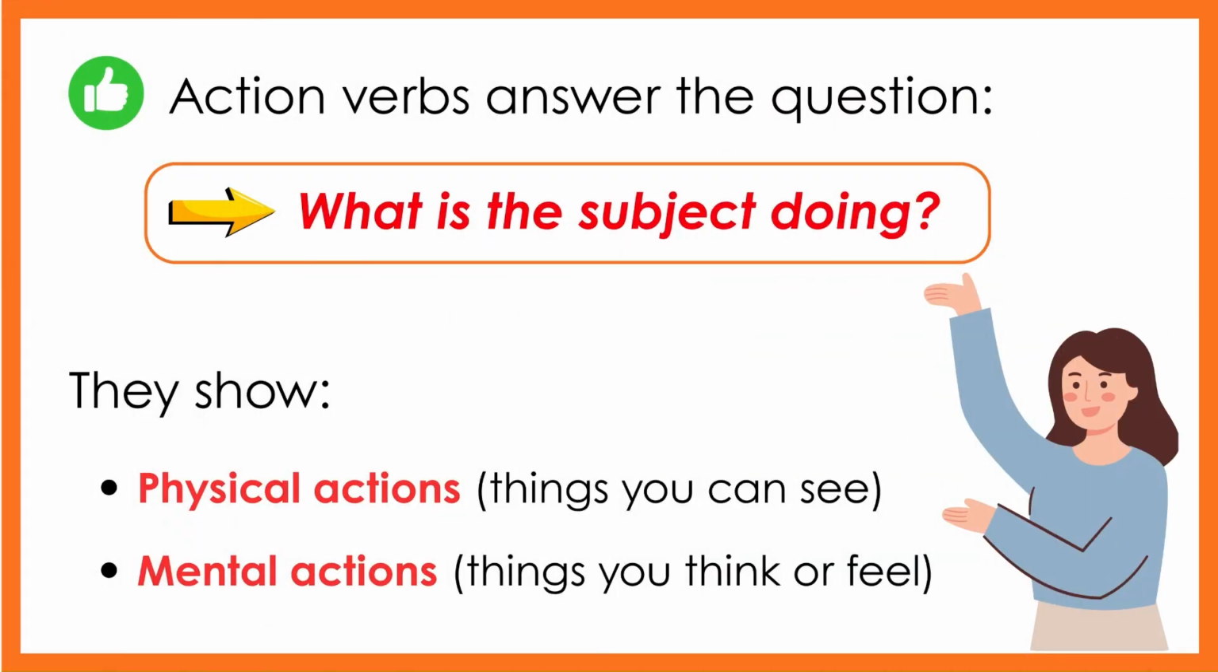Action verbs help us understand what the subject is doing. They answer the question, what is the subject doing? Action verbs show two kinds of actions. They show physical actions, or things we can see, and mental actions, or things we think or feel. However, in today's lesson, we will focus on action verbs.